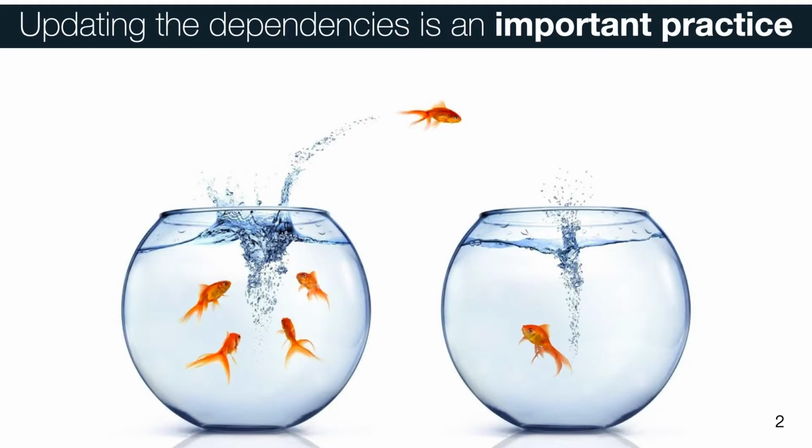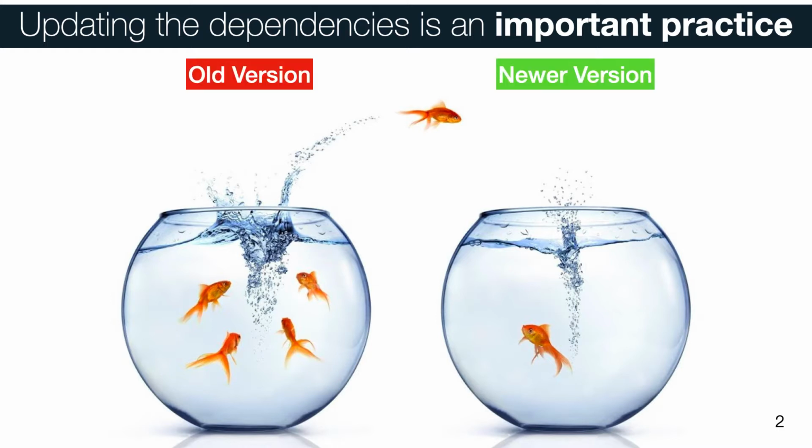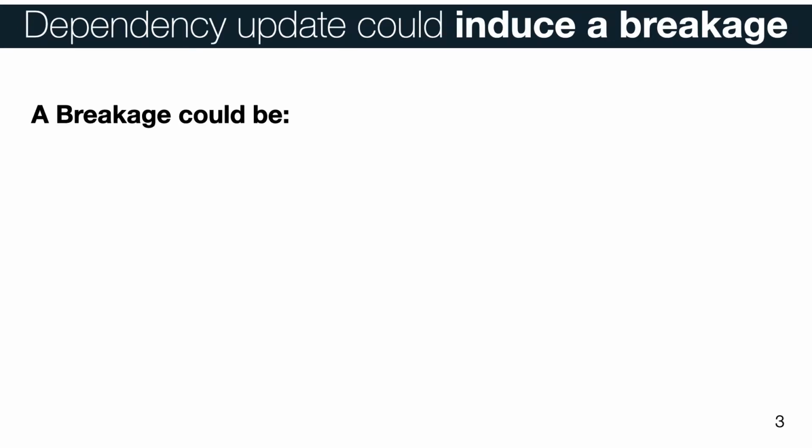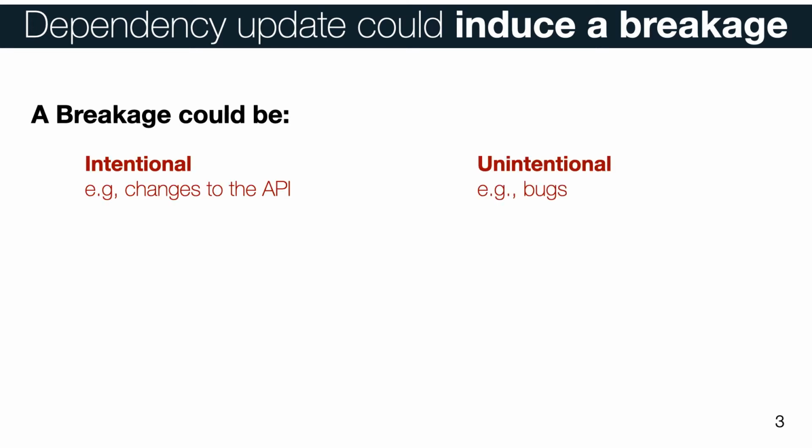Updating the dependency is an important practice. When you are moving from an old version to a newer version, you are expecting new features, fixing bugs, or patching security vulnerabilities. However, this still has some risk. Dependency update could induce a breakage. The breakage could be intentional, like changes to the API itself, or unintentional, like bugs.